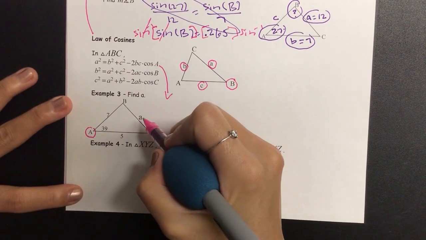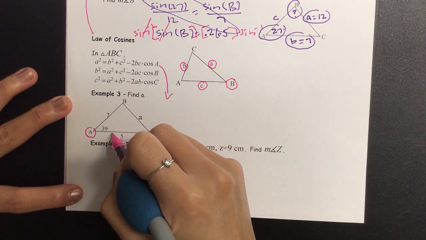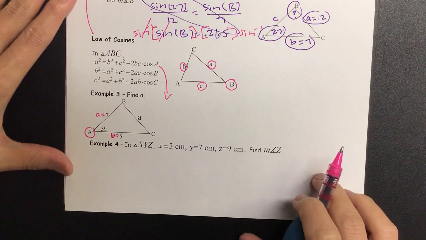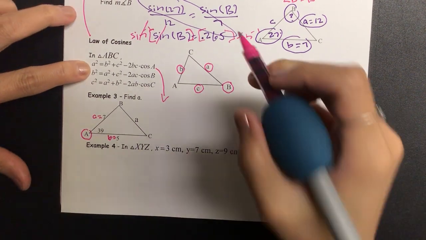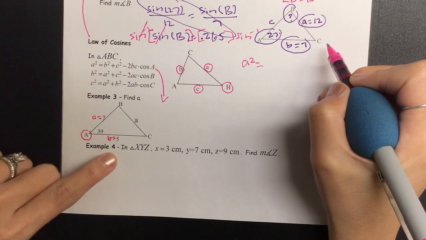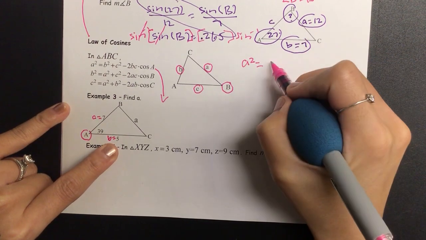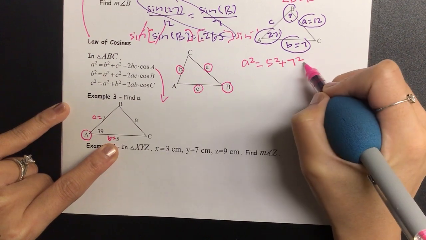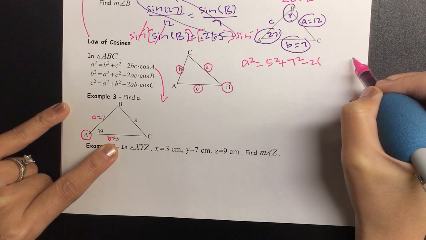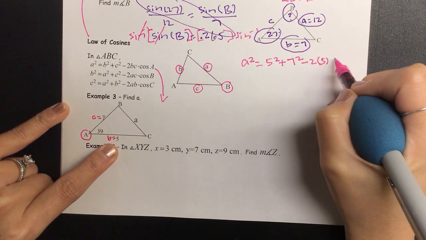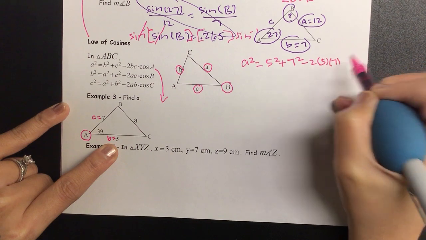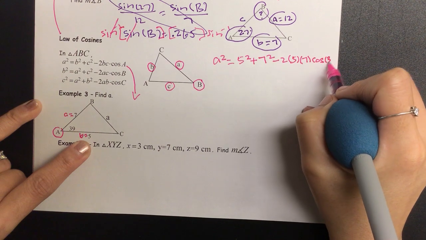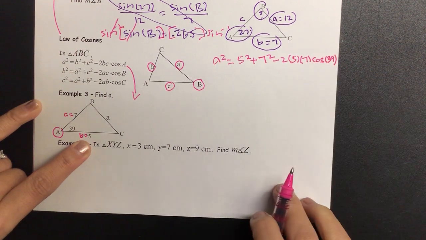So let's plug it in. And I want to actually label these two. Opposite of capital B is little b. Opposite of capital C is little c, although C is hard to differentiate. So let's mimic what's happening. A squared is equal to, my b squared is 5, right? So let's write out 5 squared. Which one is my c? 7 squared minus 2 times the b c, which happens to be 5 and 7. Oh, do I have enough room? Oh my goodness. Here I go again. Cosine of angle A.